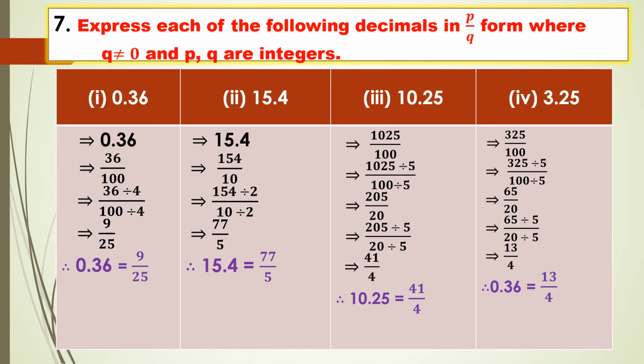Here 3.25 is the decimal. After the decimal you have 2 digits, so I divide by 2 zeros, 100. As the last digits are 5 and 0, it is divisible by 5. Again 5 and 0, so again divisible by 5. 13 by 4; 13 is a prime number, so I stopped here at 13 by 4. Understood? However many digits there are after the decimal, that many zeros you should take in the denominator. Clear, children? Divide till you get the standard form, and write the answer in the P by Q form. Clear? Let us go to the next problem.